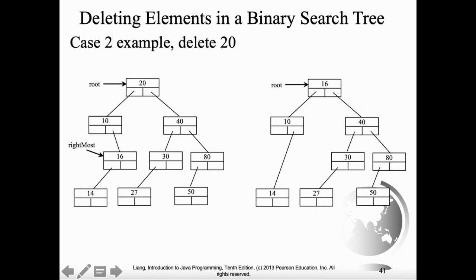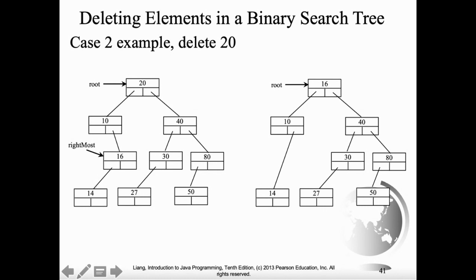Sorry, it says the binary search tree, 20. So we're going to treat the 20, I'm sorry, we try to treat the root, right? And the root does have a left child, so that means this is case 2. Based on the algorithm, we have to go to the left child, which is 10, and then we have to look for the most right.